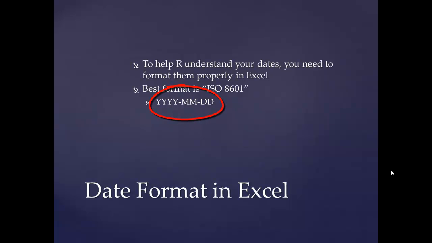And the format that we're going to use goes year, then month, then day. And the year is in 4 digits. And then the year and the month and day are separated by dashes, not by slashes. So this is different than the way we write this here in the United States.